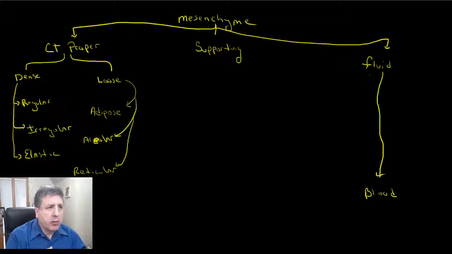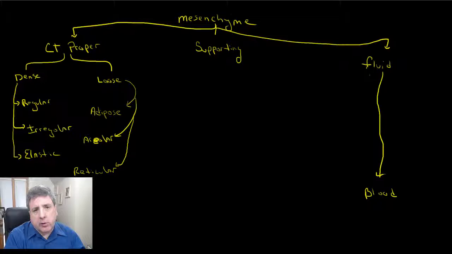Off of connective tissue proper, we have two subcategories, dense and loose. Of the dense, there are three types. There's regular, which are tendons and ligaments. There's irregular. This is found in the dermis of your skin. The collagen fibers are in multiple different directions, so it allows for resistance in different directions.